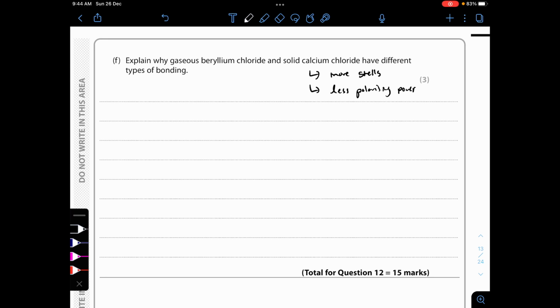What else do we know about the differences in relation to bonding? How can we get covalent character? What is covalent character dependent on? Electronegativity.